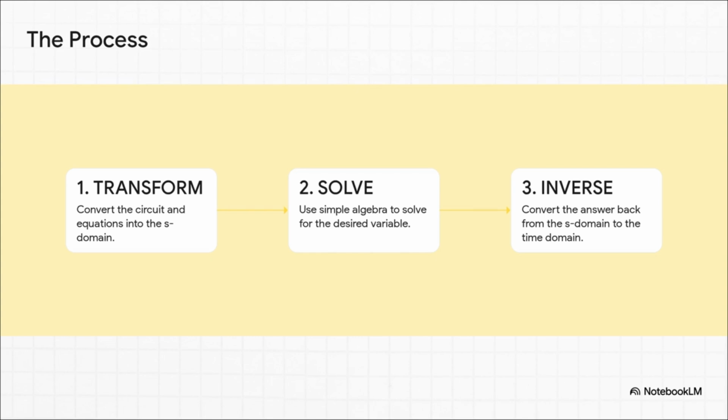First, you take your complicated circuit from the time domain and you transform it into the much friendlier S domain. Second, you solve it. But now, solving just means using basic algebra. It's a piece of cake. Finally, once you have your answer in the S domain, you do an inverse transform to bring it back to the real world, the time domain, and that gives you the actual answer you were looking for all along.